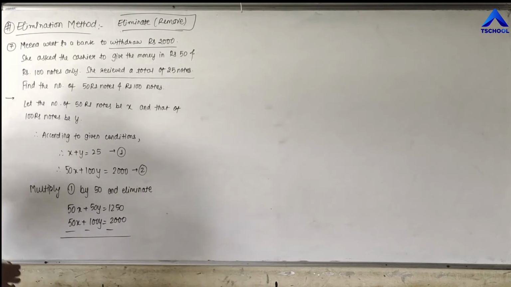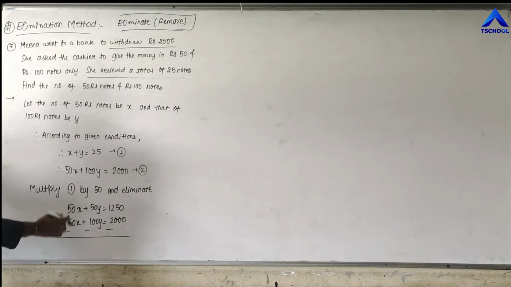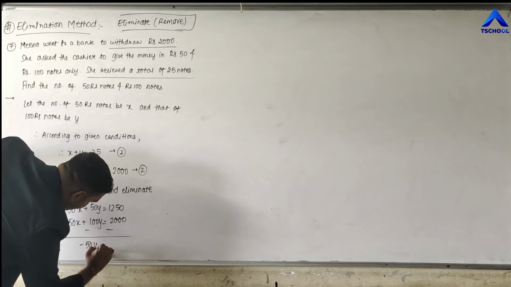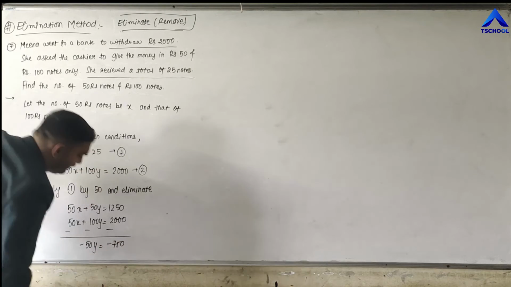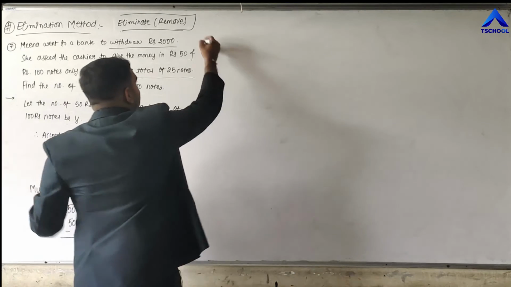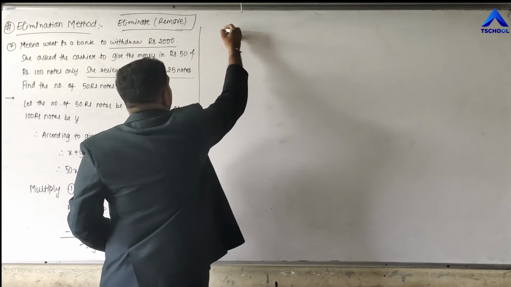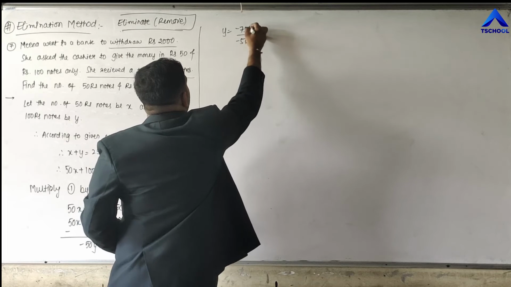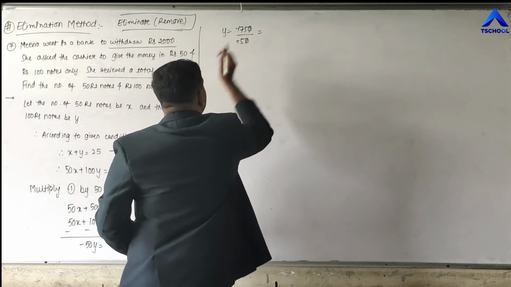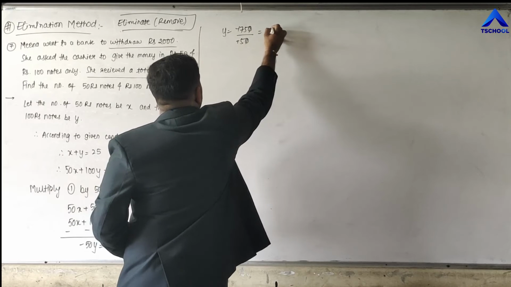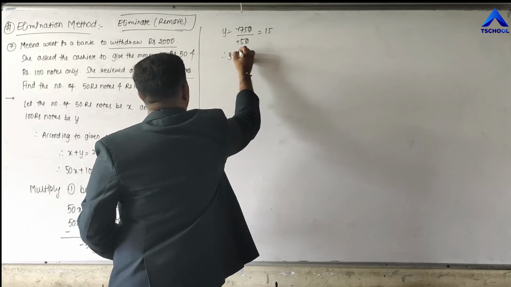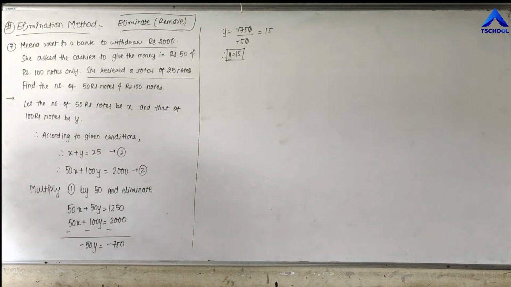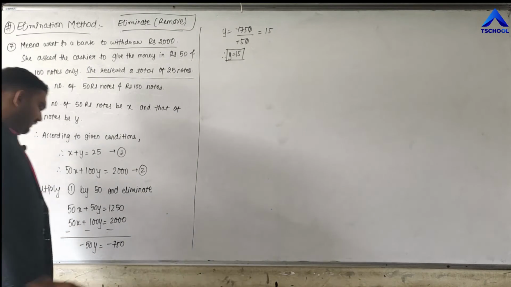So subtracting this, what shall I get? The 50x is cancelled, and minus 50y equals minus 750, right? And hence I shall get y equals minus 750 upon minus 50. The zeros cancel, minus minus cancels, and that is 15. Therefore y equals 15. Is it clear? So we got the value of y as 15.